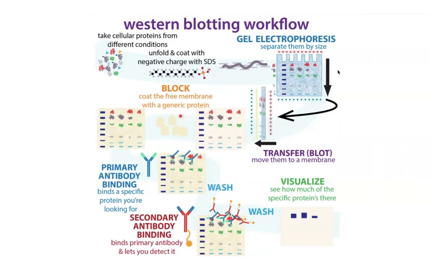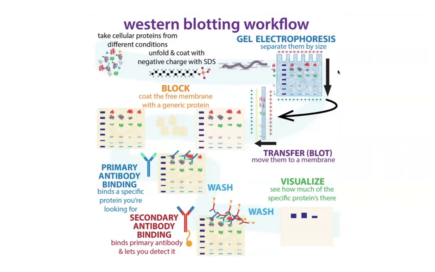So instead, we block the membrane. Basically, we coat it with a generic protein. Often you use skim milk, which has a bunch of the protein casein. Basically, you just need a generic protein to coat the sites that aren't bound by your protein, so that the antibodies can't bind to them.